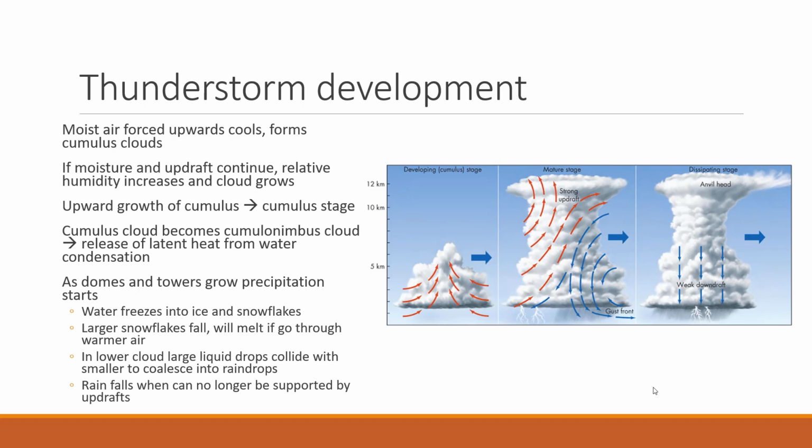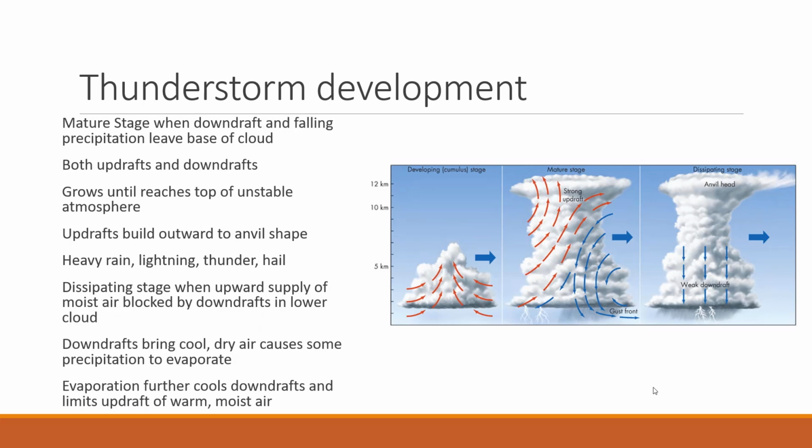In the lower cloud, these large liquid drops can collide with one another to coalesce into larger raindrops. The rain will fall when it can no longer be supported by the updrafts. So the mature stage, this will occur. We'll have our updrafts pulling moist air up into the upper part of the cloud to develop our precipitation. We will also have downdrafts and falling precipitation leaving the base of the cloud. So basically we have circulation within the cloud.